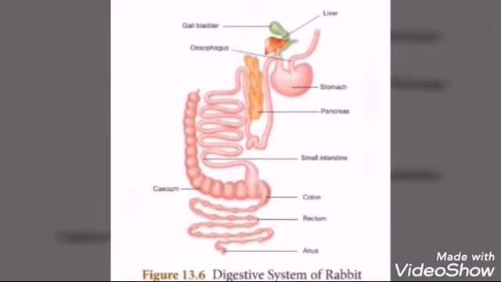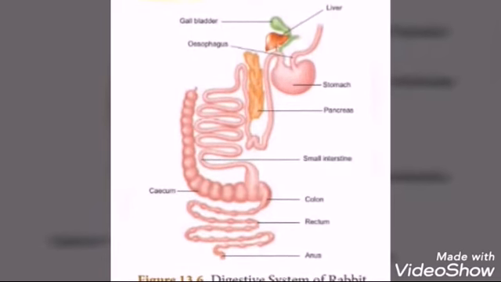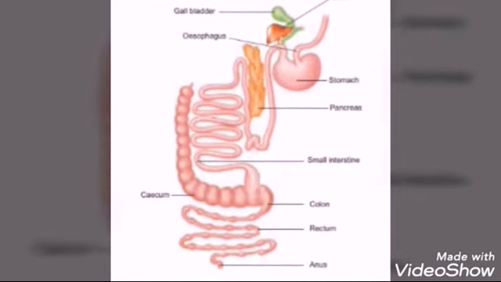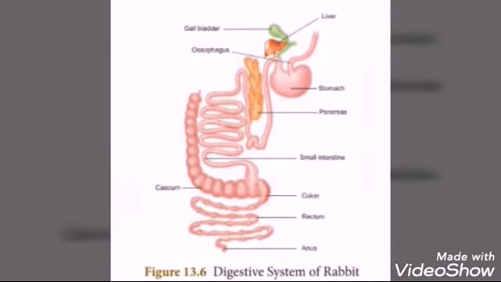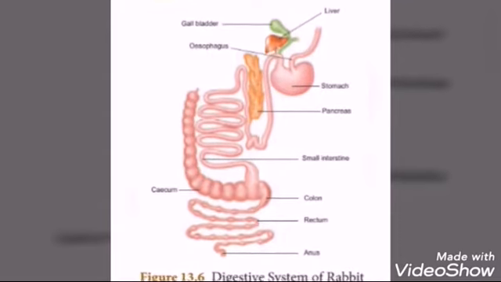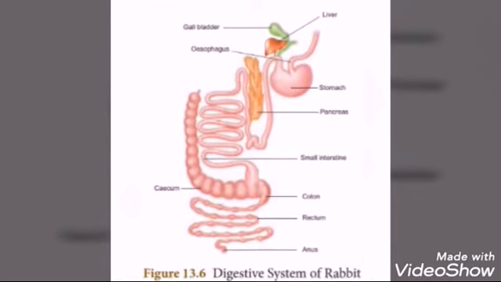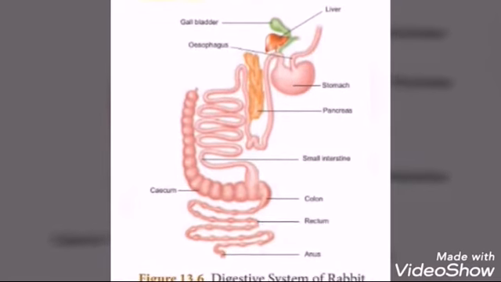Next, digestive system of rabbit. The digestive system includes alimentary canal and associated digestive glands. The alimentary canal consists of mouth, buccal cavity, pharynx, esophagus, stomach, small intestine, cecum, large intestine and anus.